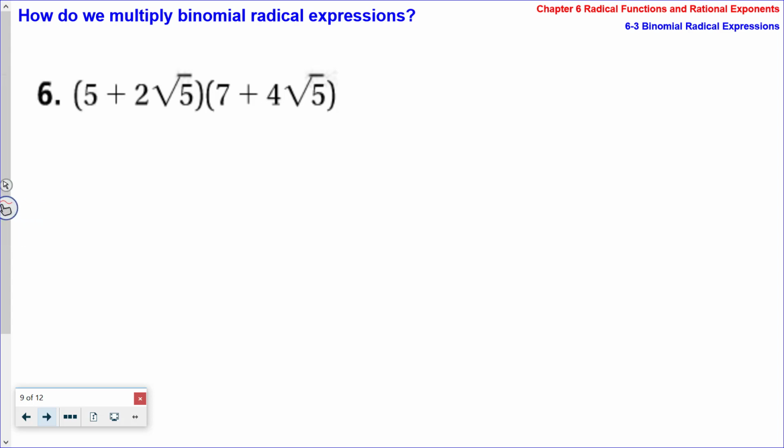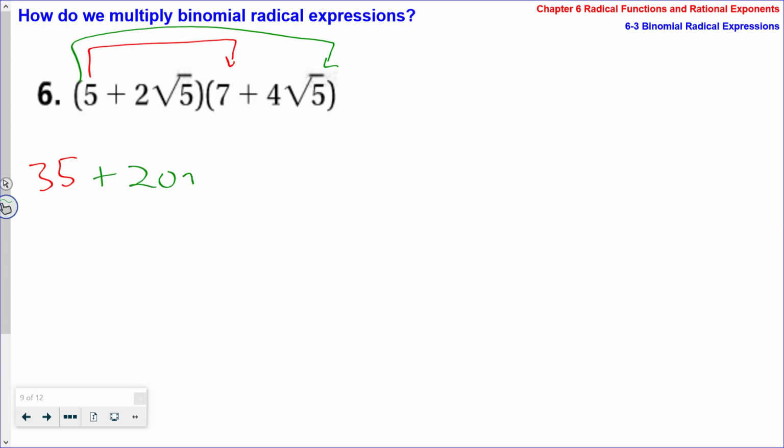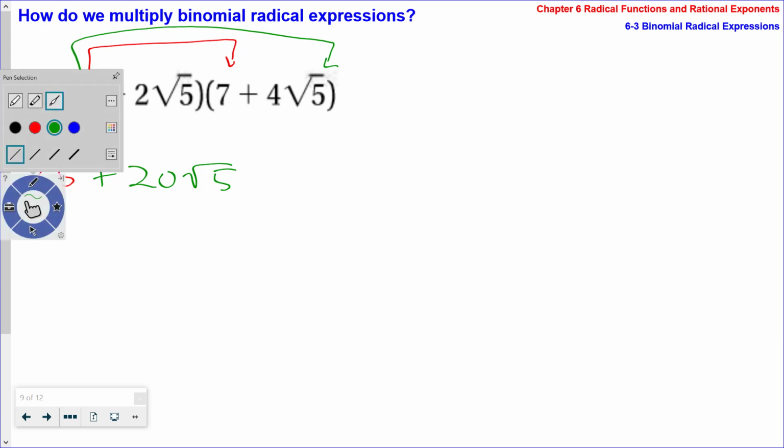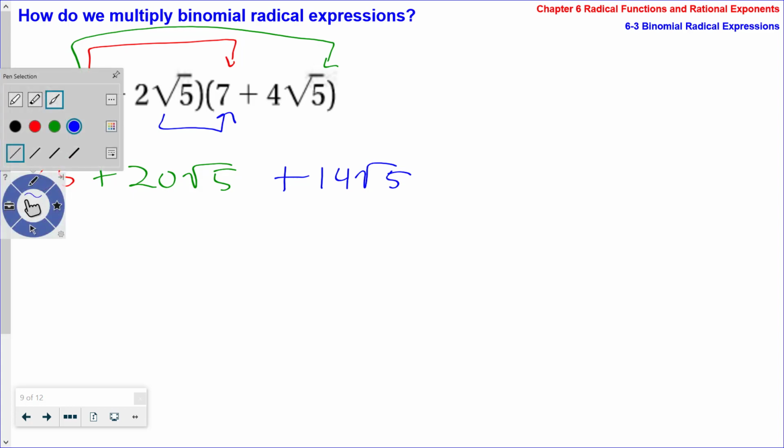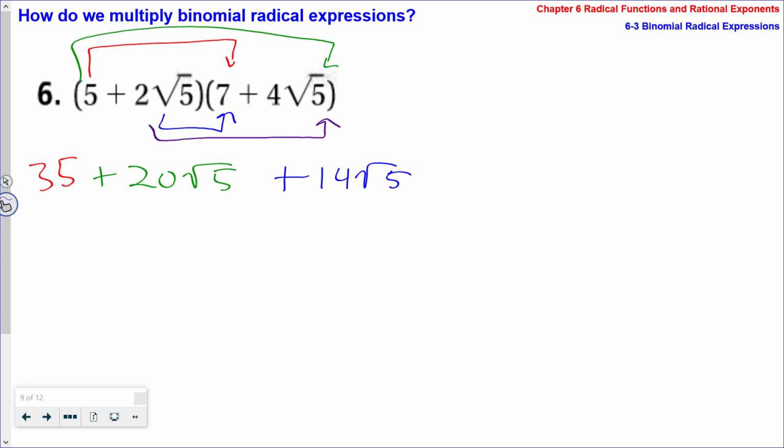Okay, 5 times 7 is 35. 5 times 4 rad 5 is 20 rad 5. Positive, right? Yes. Before you continue, does everyone understand what we're doing here? It's just FOIL, right? Go ahead, Antonino. Plus 14 rad 5. All right, go ahead. That would be plus 8 radical 25. Nice job.